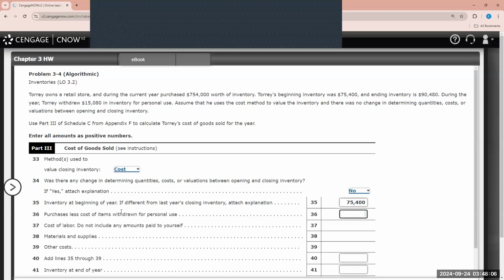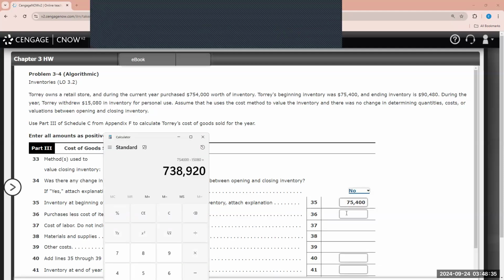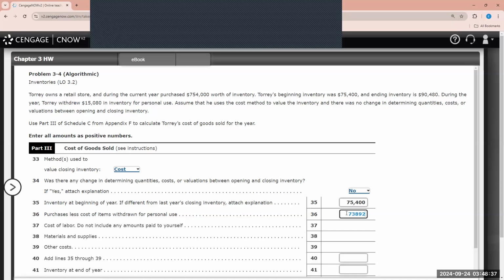The inventory at the beginning of the year was 75,400. Purchases less cost of items withdrawn for personal use. So we see here that it lets us know 754,000 was purchased. However, a portion of it was used for personal use. So 754,000 was purchased. We subtract the amount used for personal use, 15,080. So that gives us 738,920.